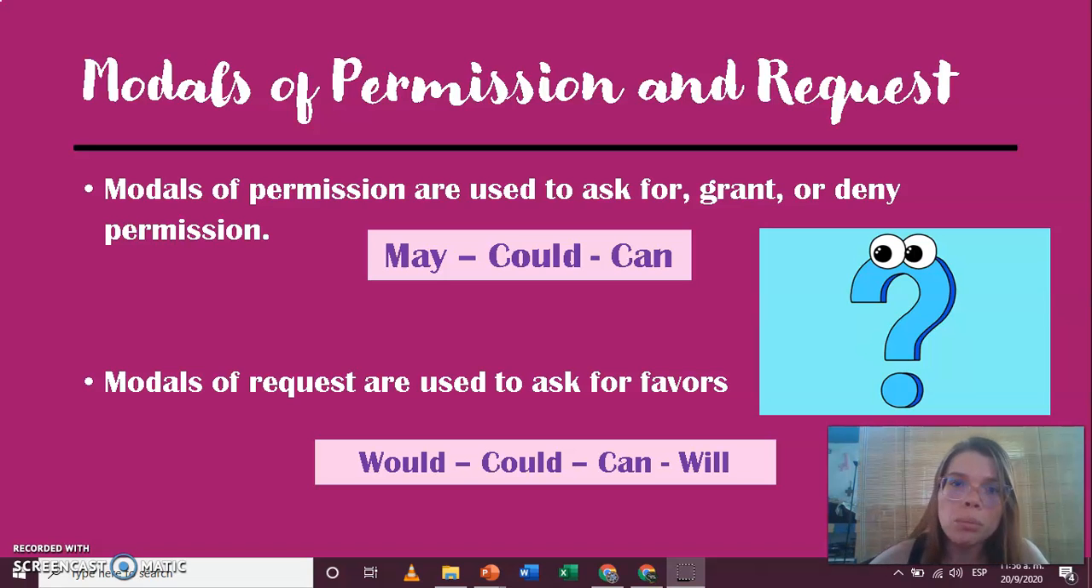It is the most formal one, the one that we should be using in a job context or in school, for example. Could is also formal, but it can only be used for questions. You cannot use it for granting or denying permission. And finally, can be used as a modal of permission. However, it is more informal and not so polite.